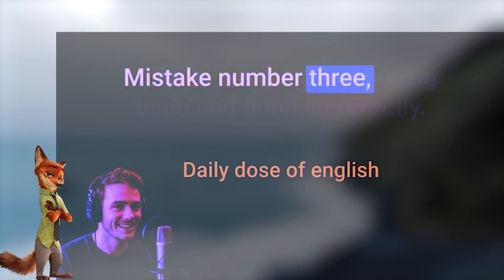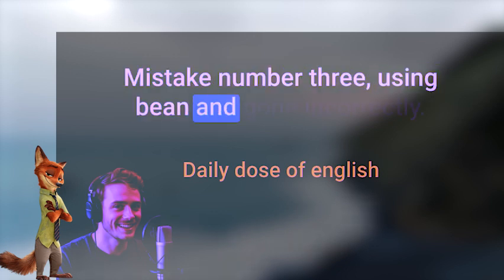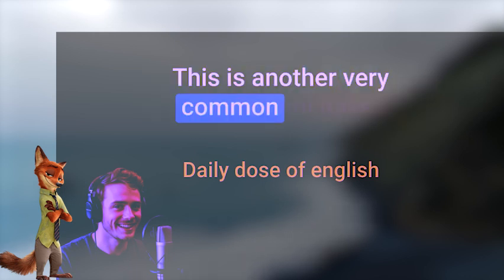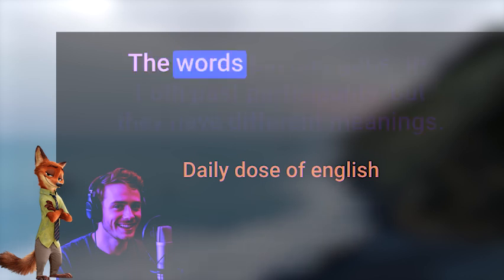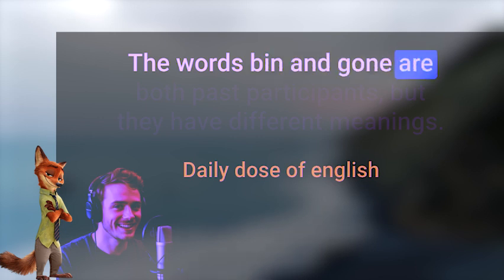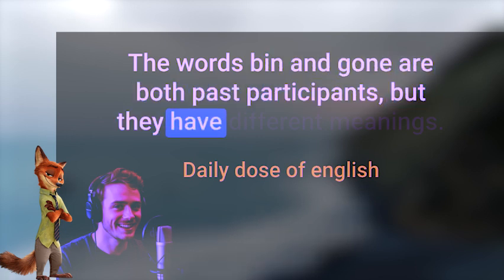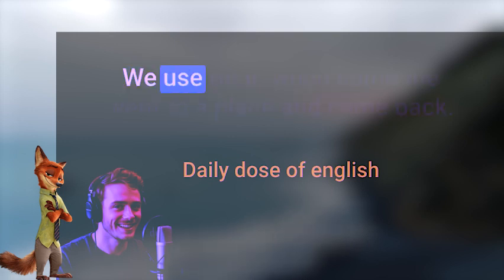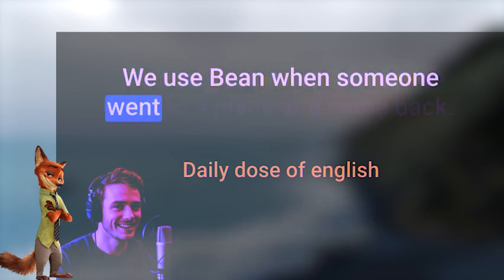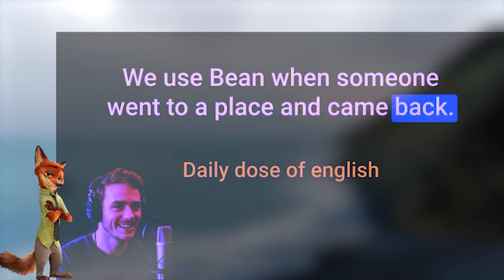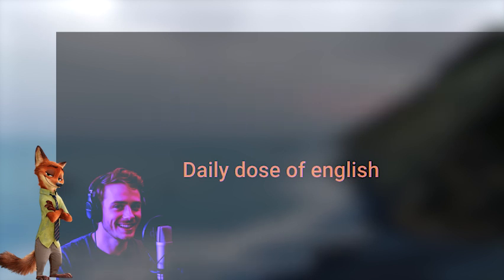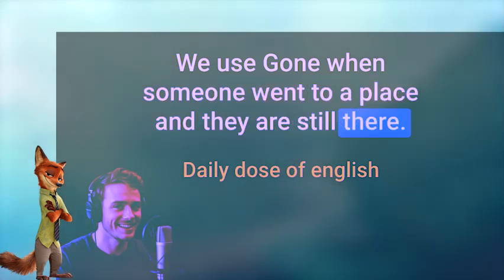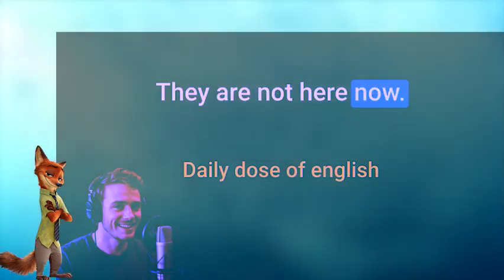Mistake number 3. Using been and gone incorrectly. This is another very common mistake. The words been and gone are both past participles, but they have different meanings. Let me explain. We use been when someone went to a place and came back. They are here now. We use gone when someone went to a place and they are still there. They are not here now.